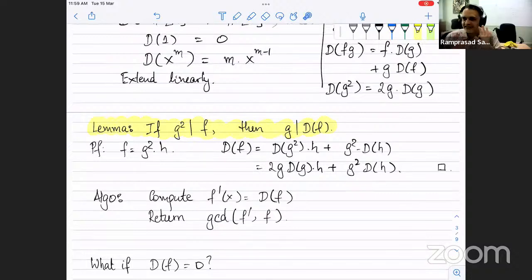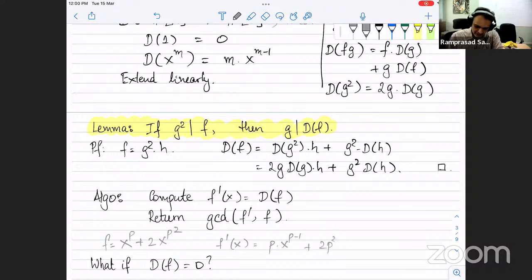Now, this is something that will usually not happen when you are dealing with real numbers and real polynomials at all. But finite fields behave in strange ways. For instance, suppose your polynomial f was x^p + 2x^(p^2). What would the derivative of this be? It is going to be p x^(p-1) + 2p^2 x^(p^2-1). But you're working over a field, say F_p, and this thing is 0 and this thing is 0. So therefore, this entire thing is going to be equal to 0.